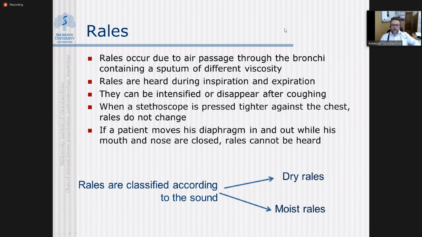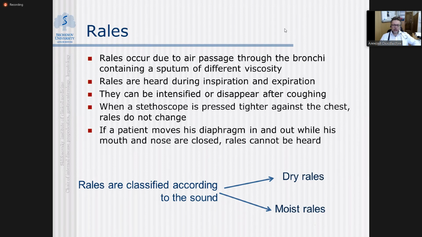Coughing will change rales somehow. Sometimes coughing may increase rales, but typically there will be a decrease in intensity or disappearance of the rales after coughing. There will be some redistribution of mucus through the bronchial system, and typically rales will disappear. Even deep respiration will result in destruction of the fluid column in the bronchus, and that will result in a decrease in rales.